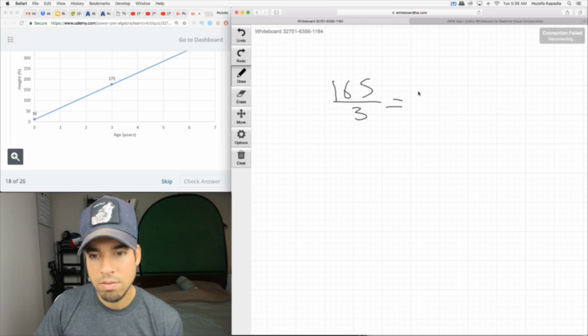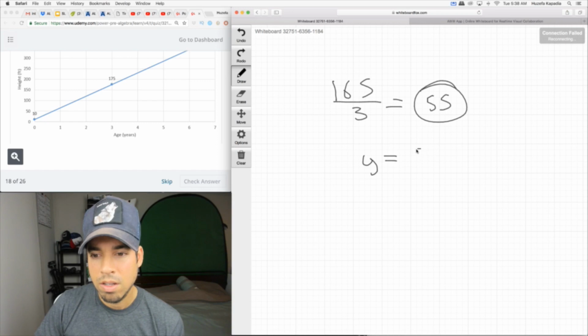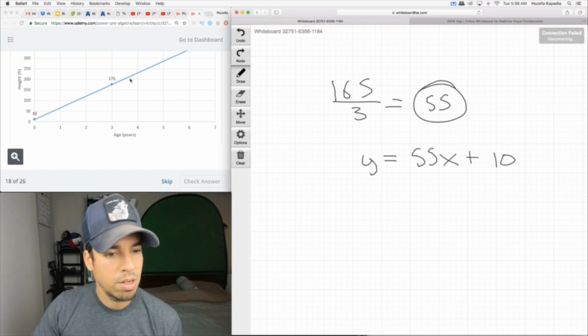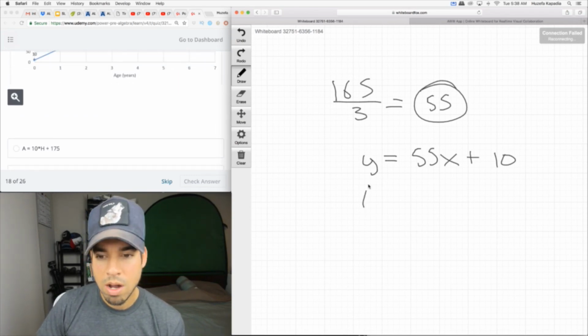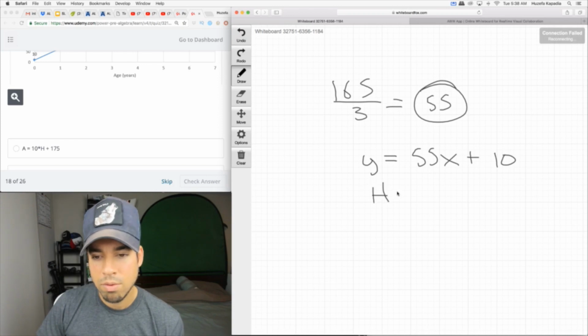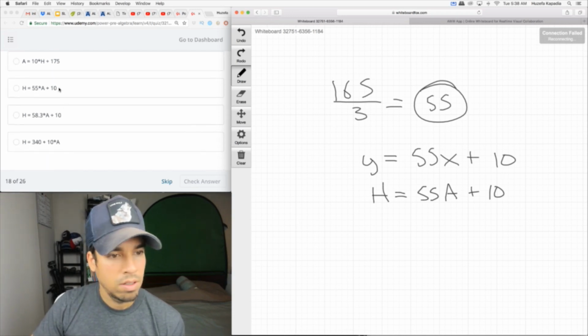And this is indeed divisible. It's 55. Wait, hold on. Yeah, 55. This reduces to just 55. So it's a slope of 55, plus the y-intercept of 10. So that should be our equation. And they just have A for y. Oh no, actually A is not y. It should be height for y and A for age. Should be something like this. This guy right here.